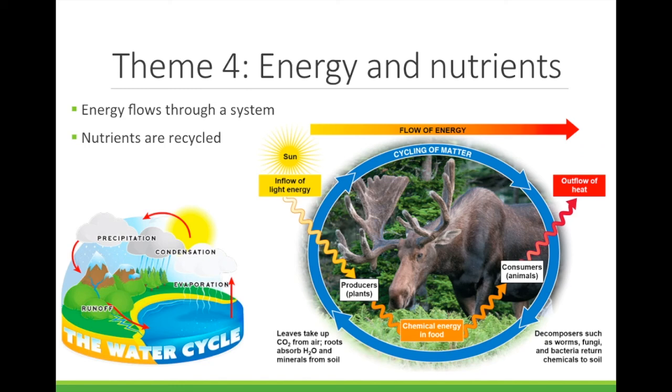Nutrients, on the other hand, cycle through a system. One example of nutrient recycling is the water cycle. Water evaporates from lakes, condenses in the clouds, precipitates back to Earth, and runs off again into the lakes. The nutrients are always at some point in the cycle, and they never leave the Earth or the ecosystem. They can be reclaimed, unlike energy.